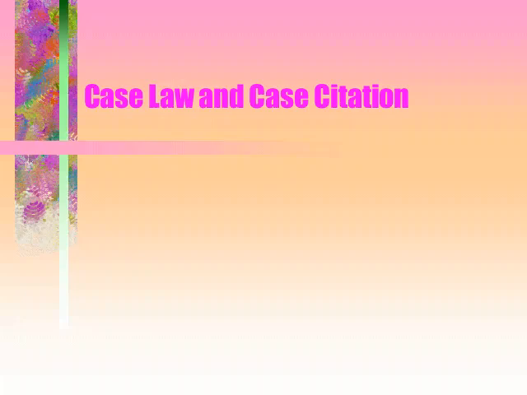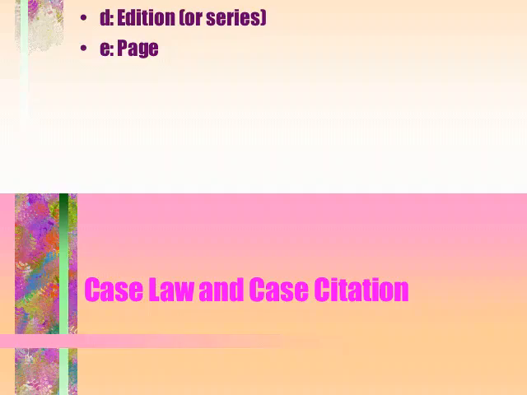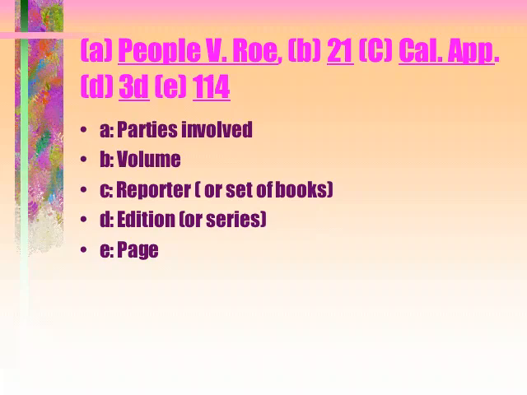Case law, the case citation. If you go to a law library and you're going to be looking for a particular case, there are a variety of ways to find it. The old way, of course, is looking it up by hand, and we're going to give you that info now. If you look at the citation I have on this slide, which is People v. Roe, comma 21, comma Cal App, comma 3rd edition, comma 114.